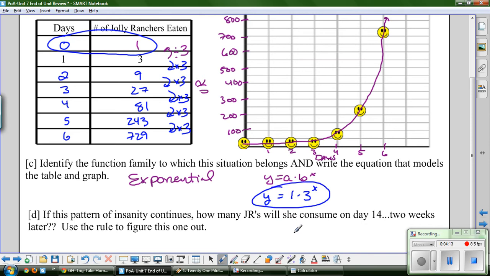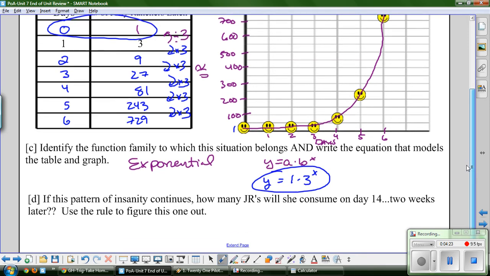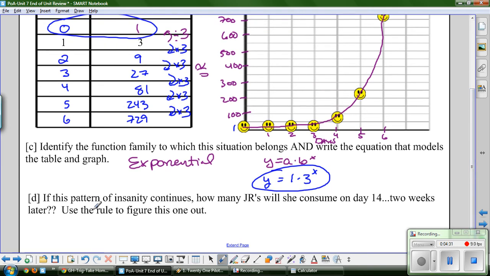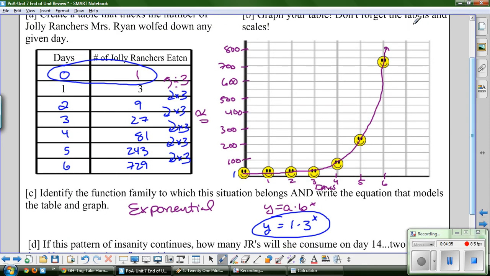We have a pretty fast-growing curve, times 3 starting at 1. Okay, so we're good. Now, if this pattern of insanity continues, how many Jolly Ranchers will she eat on day 14, 2 weeks later? Use a rule to figure this one out. And the reason we have to use a rule, I guess we could extend our table out to 14, but the graph does not do us very much good because I'm doing it by hand. It's messy, but also we have no more graph left.